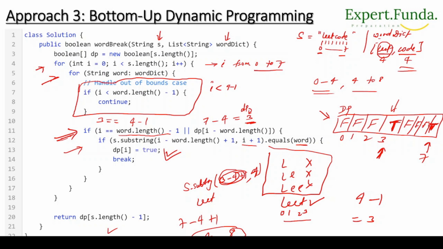Got it, right? So that's all we have in this video. And at the last position, dp at length minus 1 will be true, and we will return that answer. Okay, so because both "leet" and "code" substrings are going to match with the word list, the word dictionary, that is your happy path, right?